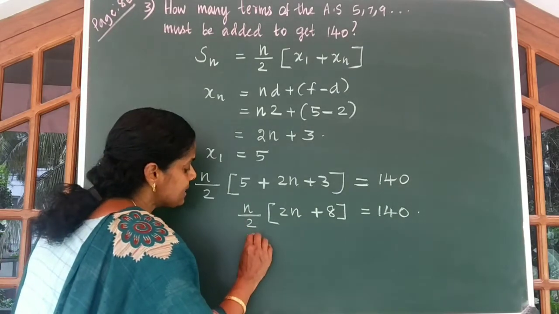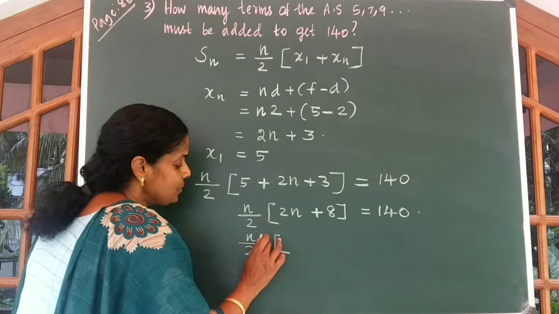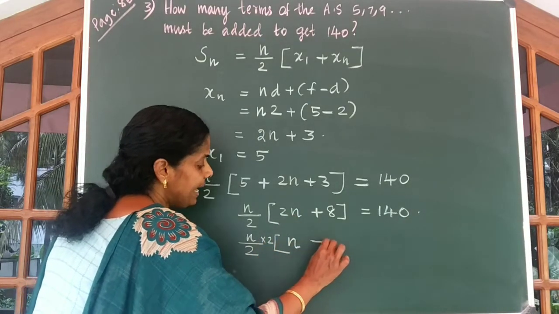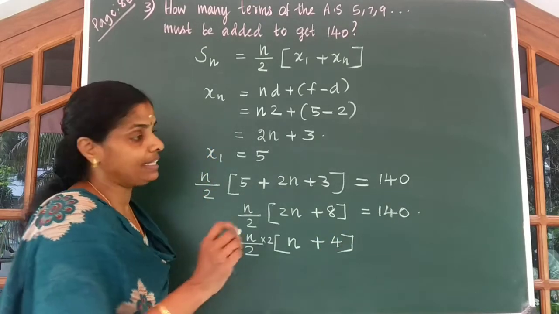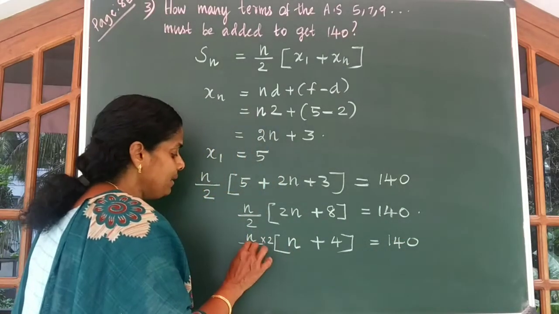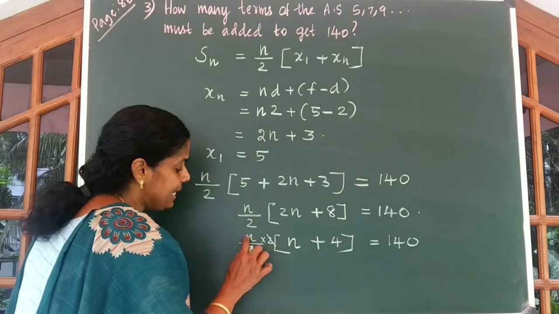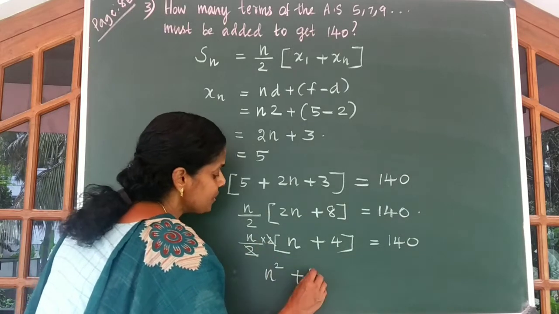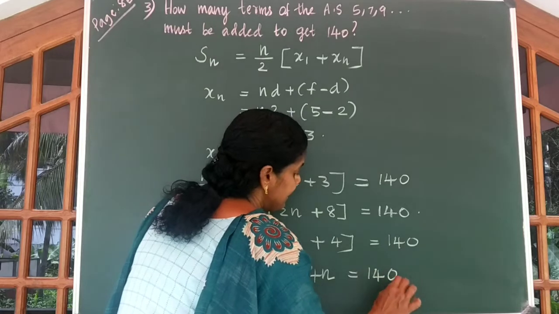So we get n by 2 into, if you take 2 outside, what remains here? n will remain and 4 also will remain inside the bracket. This is equal to 140. Now let us cancel 2 with 2. Now what do you get? n into n is n square plus 4 into n is 4n is equal to 140.